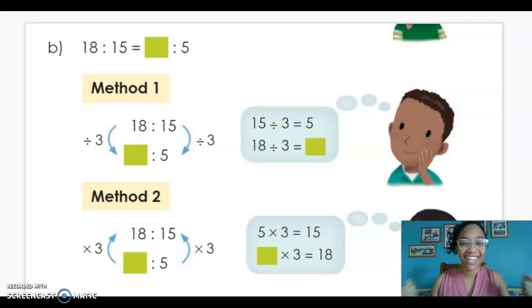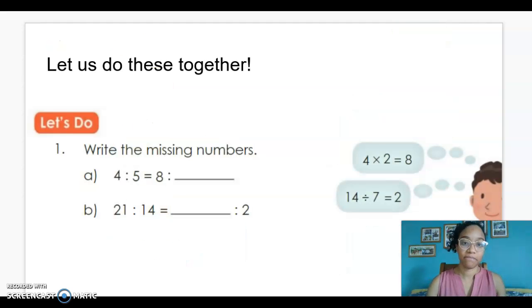6. You're correct. In the second method, let's check and make sure that works. Is 6 times 3 the same as 18? Why, yes, it is. So we found the correct number to go in the mystery box. Whenever we have equivalent fractions, we need to look for the multiplication pattern or the division pattern to fill in the box. We can use the opposite pattern to check our work.